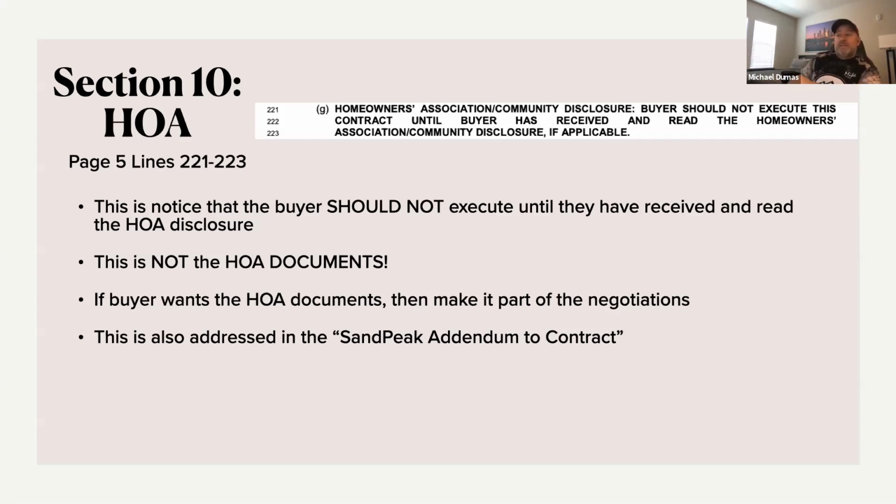If the buyer wants the HOA documents, then they need to do that during negotiations. Okay, you can't sign everything and then go a week later say, oh, well, we want the HOA docs and we're not proceeding. It doesn't work that way. This is also addressed at the SandPeak addendum to contract. So that way it's negotiated at the time of contract. Again, this is why I've added those things on the extra addendum to help you negotiate the deals a little better.